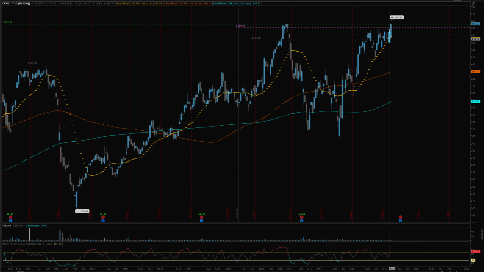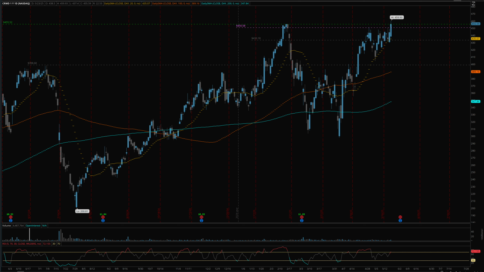Now you can also see a couple of days ago it tried to break above, but again the market was pulling back. It reached right next to the 450 mark and it pulled back. Today, as the market was also trying to push higher a little bit, CrowdStrike made a move and it finally went above this 450 mark and then consolidated right above that for a while.